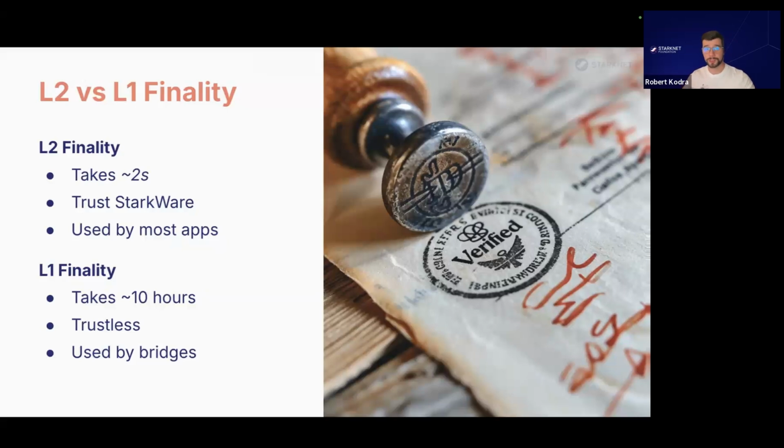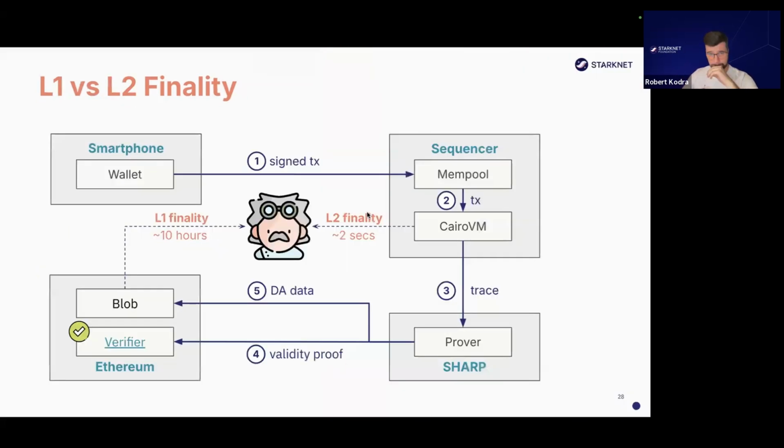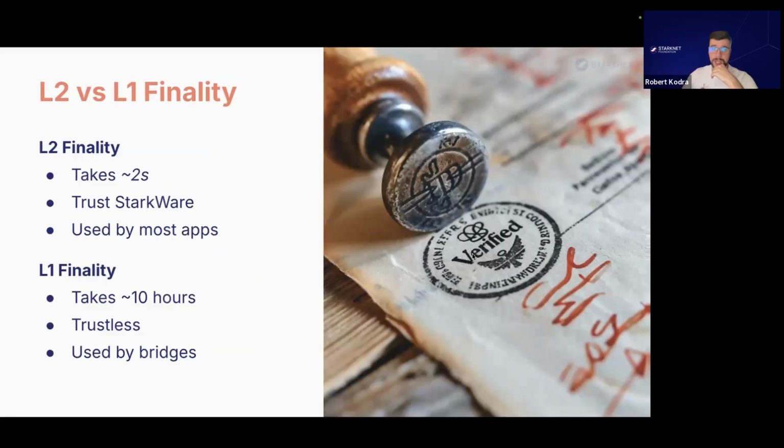So the layer 2 finality, as I mentioned, takes 2 seconds, and this is with the version 13.2 upgrade. And an important thing is that you have to trust Starkware, since no validity proof has been created yet. And you have to trust the sequencer that it is doing its job, right? And you can see that the L2 finality happens here. So you have to trust the sequencer and Starkware that they're doing the right thing. And this is the finality that's being used by most of the applications on Starknet.